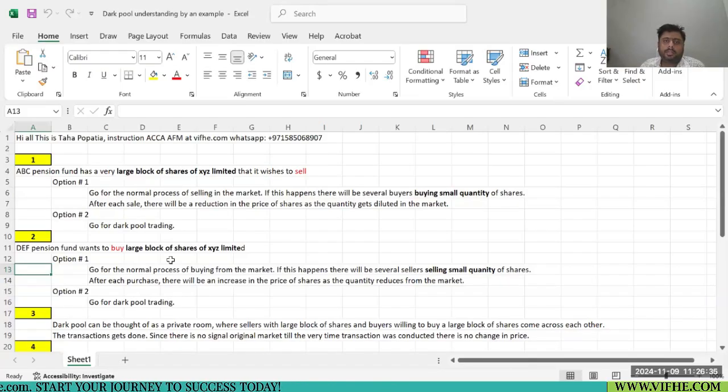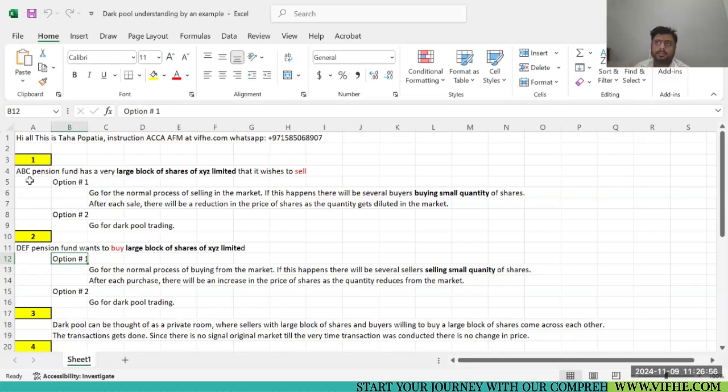Now again, they have two options. Option number 1 is to go to the normal process of buying from the market. Again, if this happens, there will be several sellers selling small quantities of shares. Apart from ABC Pension Fund, there are going to be a lot of other people as well, correct? So if, for example, DEF wants to buy 100 shares, someone is selling 10 shares, they will buy. Someone is selling 20 shares, they will buy that as well.